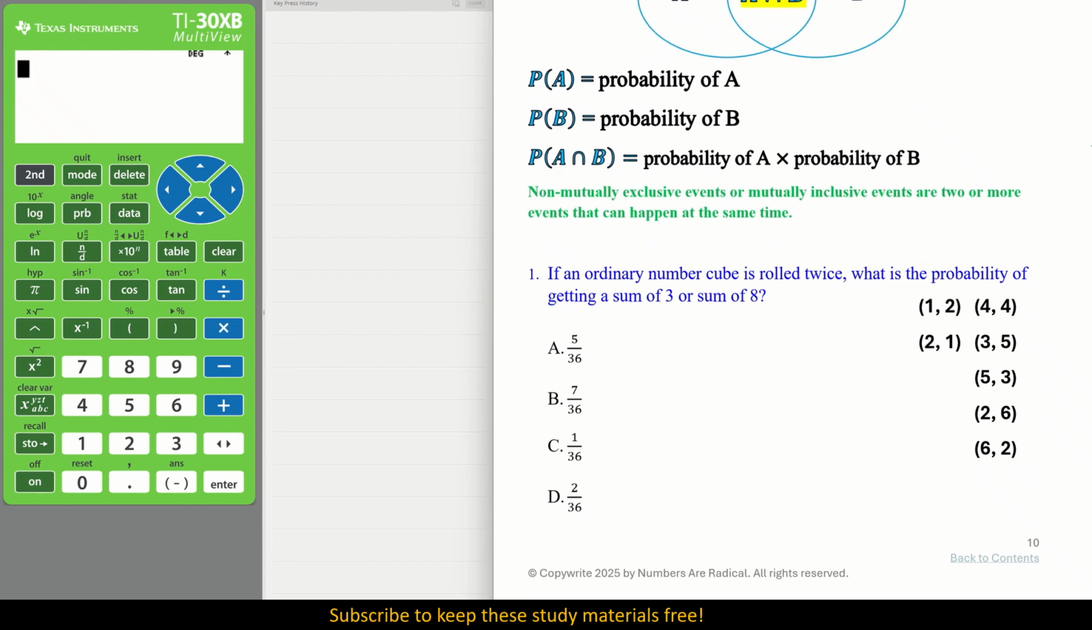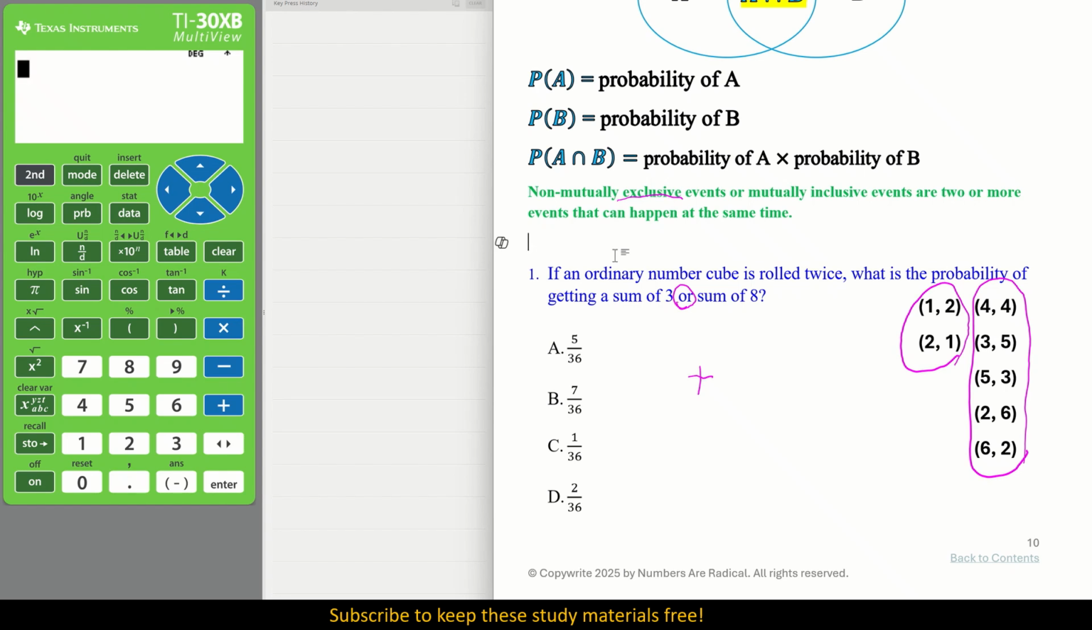If an ordinary number cube is rolled twice, what is the probability of getting a sum of 3 or a sum of 8? Okay, I have taken the liberty of writing these out for us. So we have 2 desired outcomes for 3, and we have 5 desired outcomes for 8. And notice that it says 3 or 8. Well, we know that that's going to be a plus, but we do know that this is mutually exclusive. Why do we know that? Because they cannot happen at the same time.